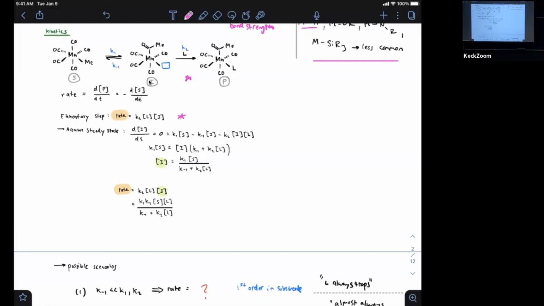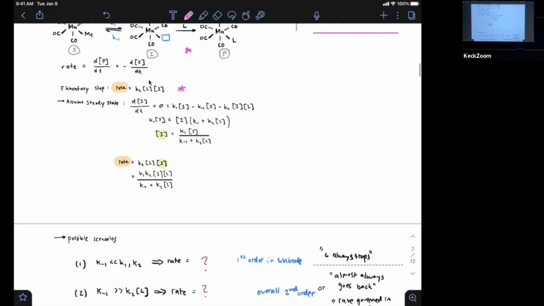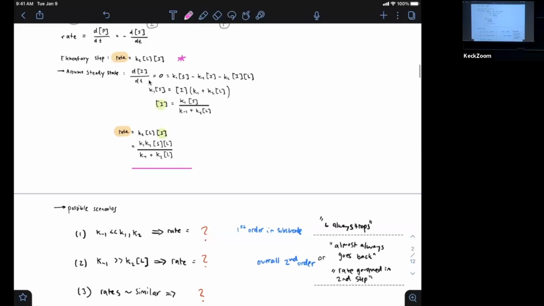So for every molecule of the intermediate we make, we consume it at the same rate. Essentially the rate of the first step is equivalent to the rate of the second step. Then we solve for the concentration of the intermediate, which is highlighted in green. We plug that back in, and then we get a rate expression that looks like what's drawn here. Hopefully nothing here that you haven't seen before.